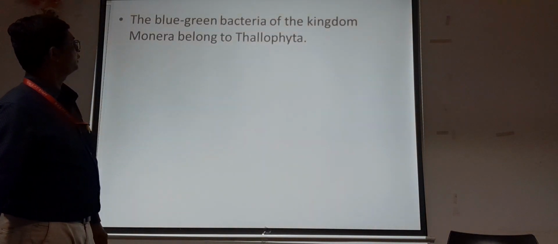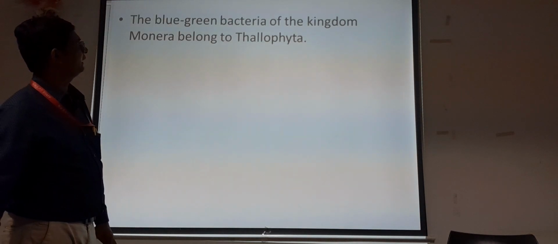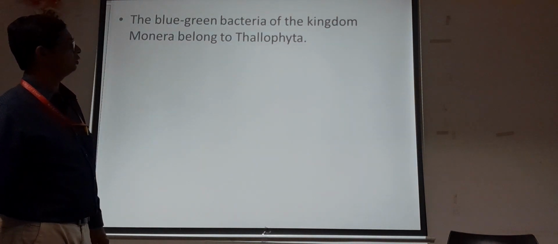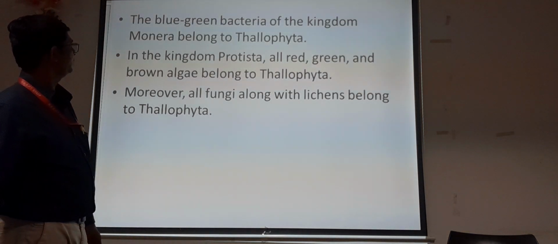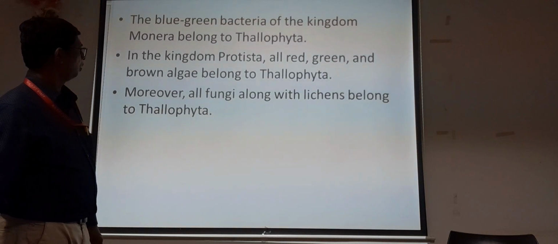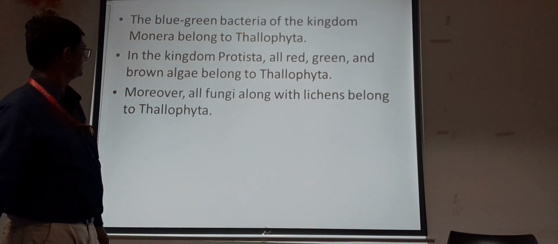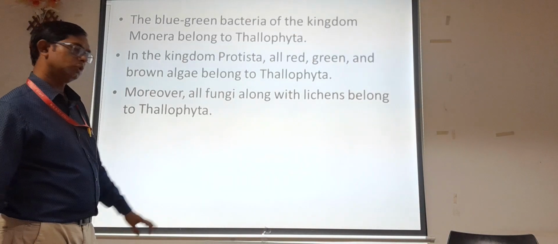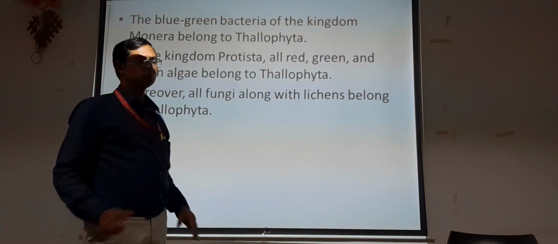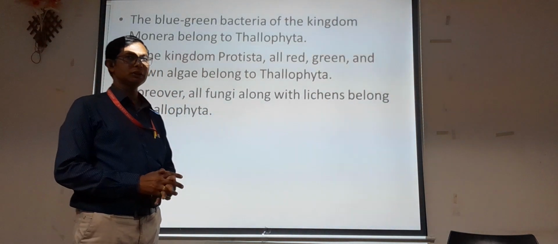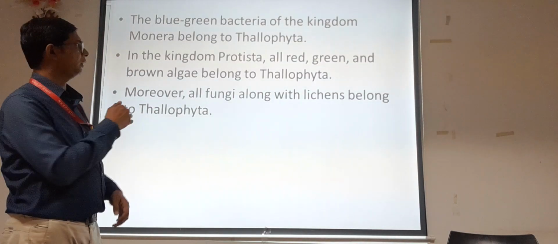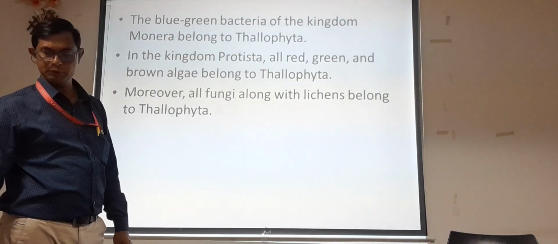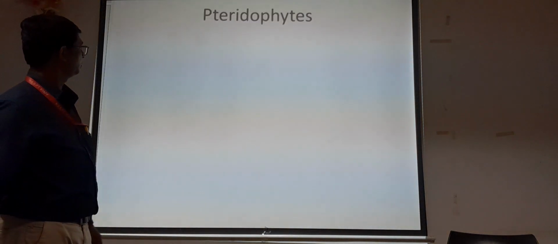The blue-green algae or blue-green bacteria of the kingdom Monera belong to Thallophyta. In the kingdom Protista, the red, green and brown algae belong to Thallophyta. And moreover, all fungi along with the lichens belong to Thallophyta. So all these organisms show the thallus-like structure, and they are included in cryptogamia, and are known as the cryptogams. So these are the examples of cryptogams.